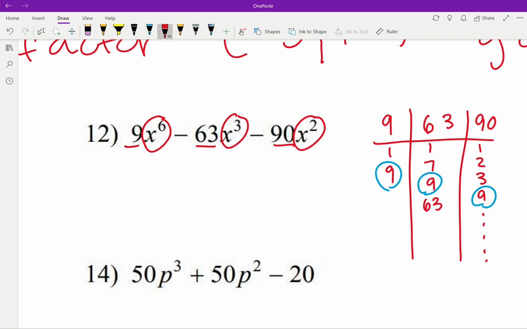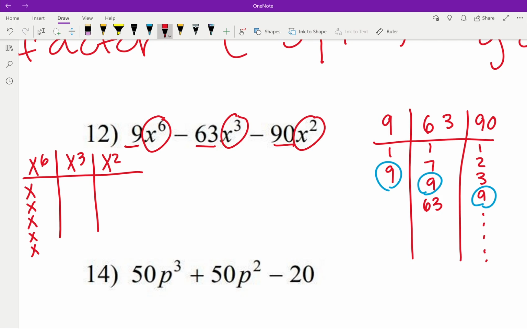Okay, let's do the same with our x's. So I have x to the 6, x to the 3, and x to the 2. Remember, that means we write the x's that many times. So this one's 6 times. 1, 2, 3, 4, 5, 6. This one's 3, and this one's 2.